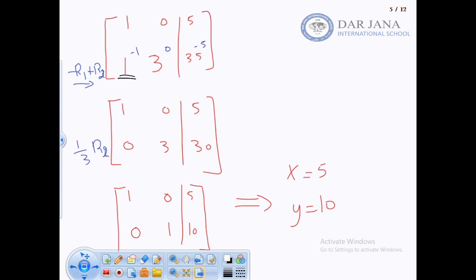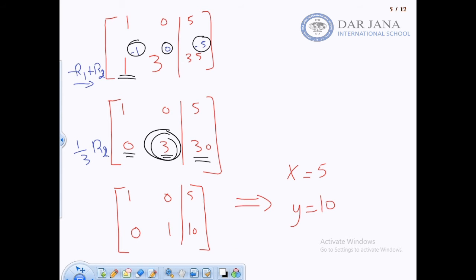Okay, so negative R1 will become 1 times -1 is -1, -1 times 0 is 0, 5 times -1 is -5, and we add them. 1 plus -1 is 0, 3 plus 0 is 3, 35 plus -5 is 30. Now I need to convert this 3 to 1. Simply we divide the second row by 3 or multiply by 1 over 3. Dividing by 3 or multiplying by 1 over 3 is the same. So I multiply the second row by 1 over 3.